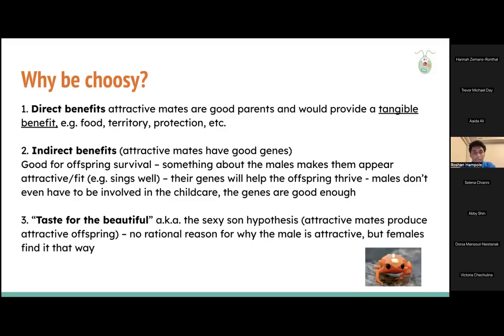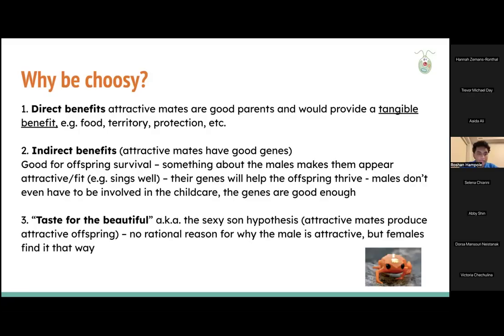Next is indirect benefits, which is the idea that attractive mates have good genes. Something about the males might make them appear attractive or fit. For example, in lecture, she gives the example that a frog might sing very well. Whatever trait this is, it indicates that they have good genes. So even though the male might not be involved in parental care, there's still an advantage to mating with them because they have good genes. The good genes will help the offspring thrive and survive. That's what indirect benefits is about.